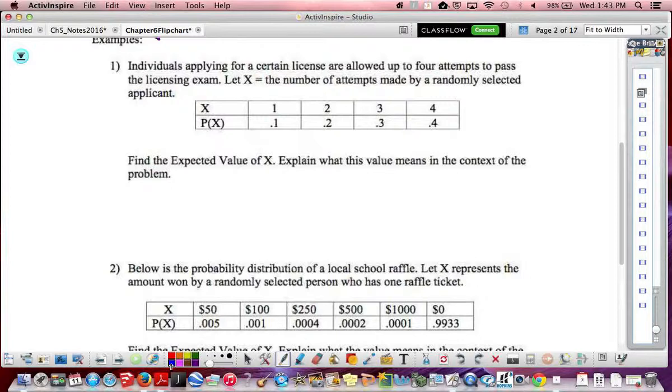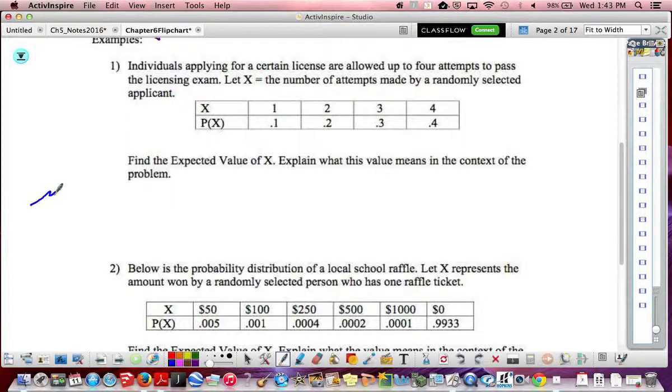And so this is the proportion or the probability that a randomly selected person only had to take it once, twice, 3 times, or 4 times. So in the question it says, find the expected value of X. All right, let's do that first.